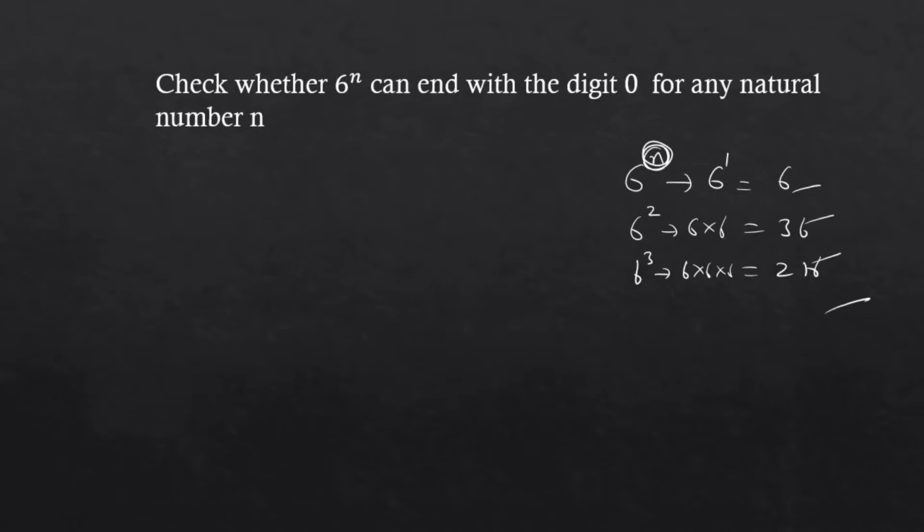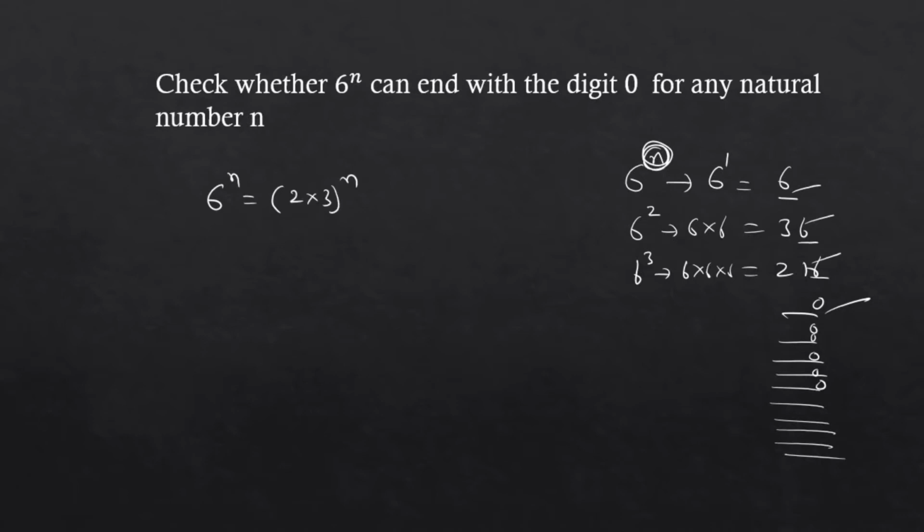So whenever you are writing like this, will you ever get last digit 0? Here 6 came, here 6 came, here 6 came. Will you get last digit 0? Obviously no sir, every time we'll get 6. But you have to confirm it. By using this we'll confirm. How? 6 power n is equal to 2 into 3 whole power n.